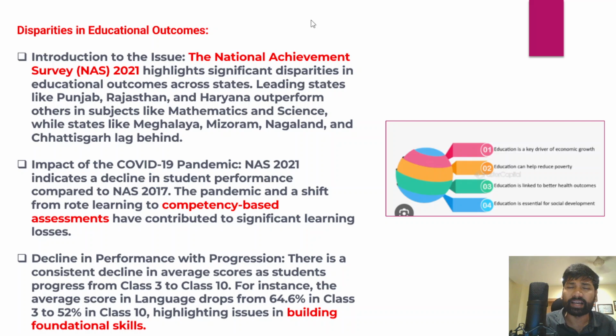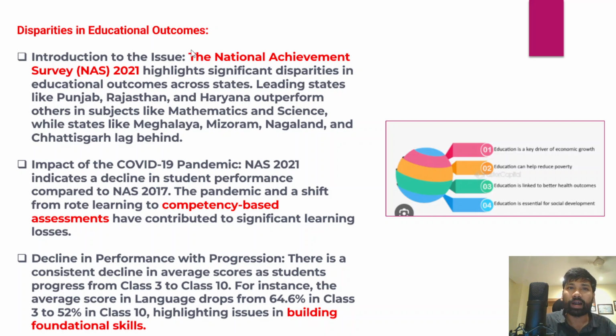This National Achievement Survey has highlighted that leading states like Punjab, Haryana and Rajasthan are performing better in subjects like mathematics and science when we compare them with backward states like Meghalaya, Mizoram, Nagaland and Chhattisgarh. Okay, so this indicates that all the states are not performing on an equal footing when it comes to a few important subjects such as mathematics and science. That is being highlighted by the National Achievement Survey.